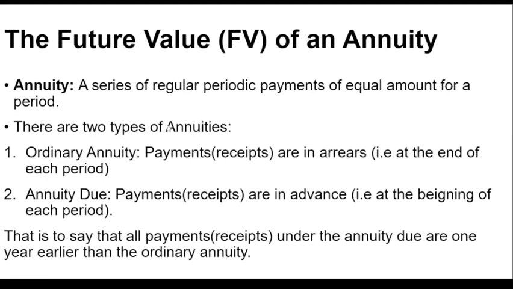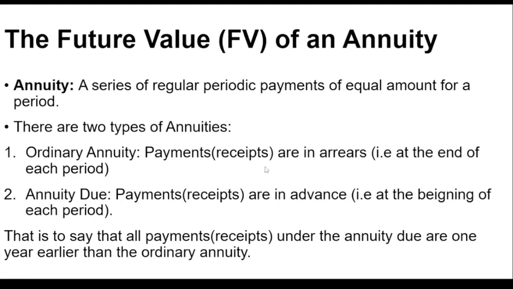Now let's look at the concept of annuity. Annuities. So what is an annuity? Annuity is a very common term in finance, okay, in financial management. Now, annuity is a series of regular periodic payments of equal amount for a period. All right, so that is what we call an annuity. Annuity is a series of regular periodic payments of equal amount for a particular number of periods. All right, so that is it.